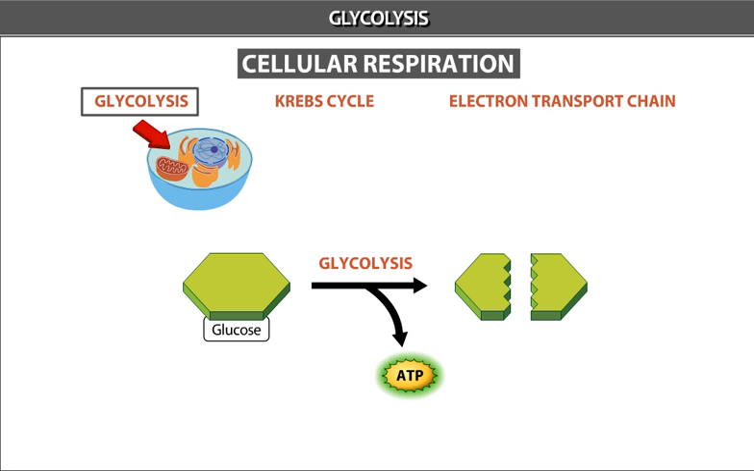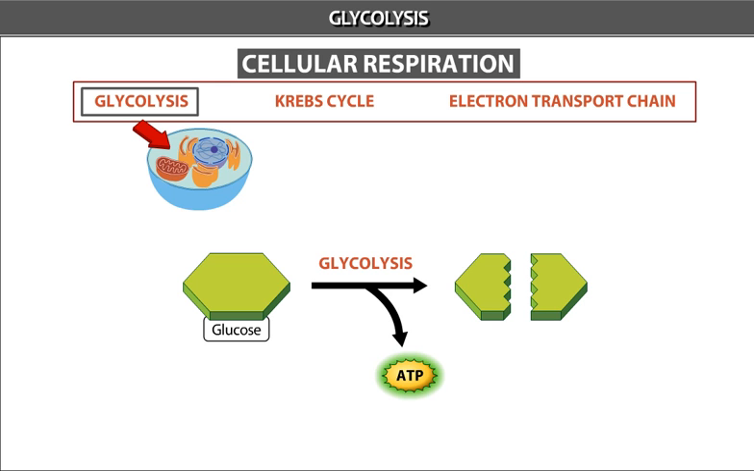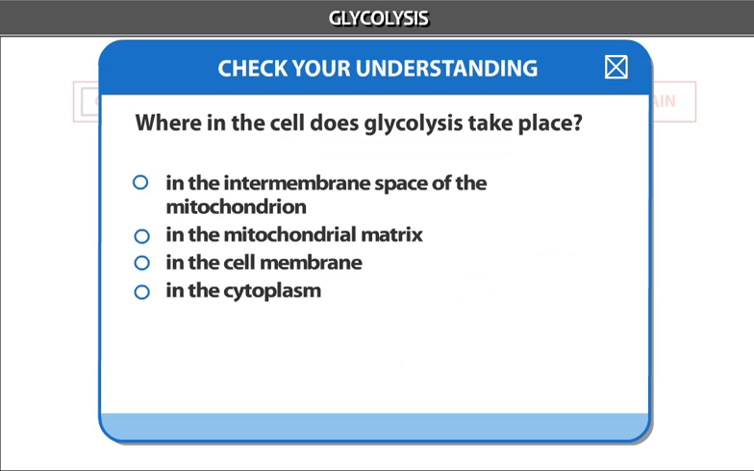For many small organisms, glycolysis is just the first of three steps, together called cellular respiration, in which glucose is completely broken down and used to produce a much larger amount of ATP.